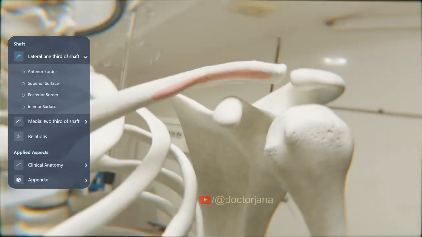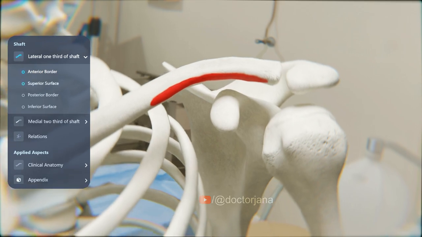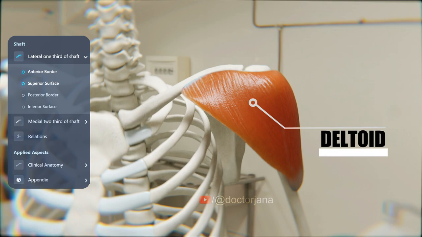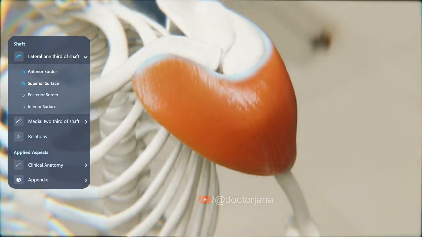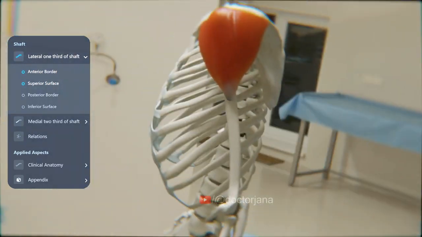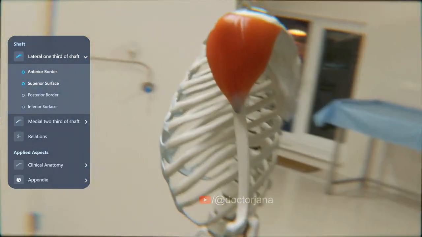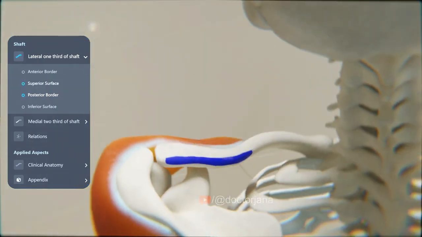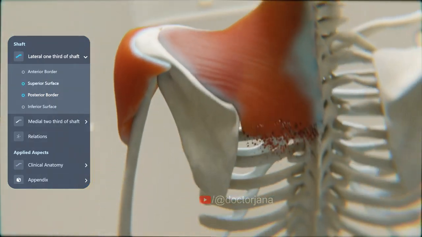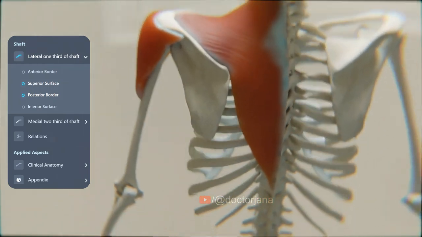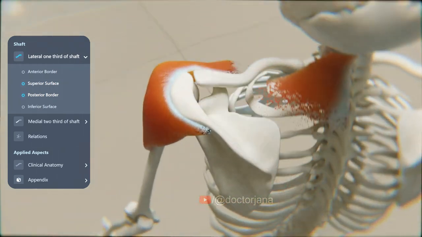The anterior border and the anterior part of the superior surface gives origin to the anterior fibers of the deltoid muscle. This is the deltoid muscle originating from the clavicle as well as the scapula and inserted onto the deltoid tuberosity of the humerus. The posterior border and the posterior part of the superior surface receives the insertion of the anterior fibers of the trapezius muscle. This is the trapezius muscle extending from the superior nuchal line to the clavicle and the scapula.